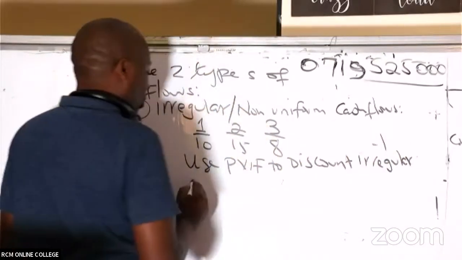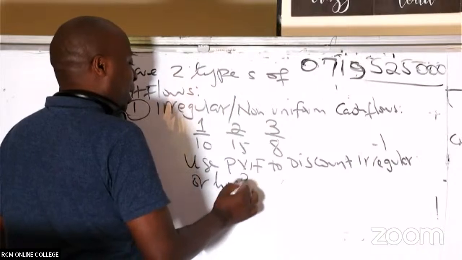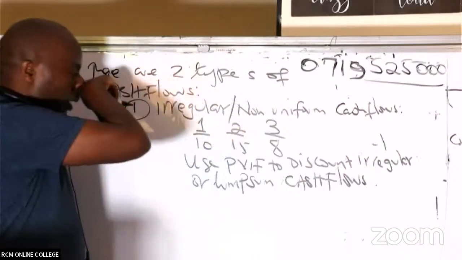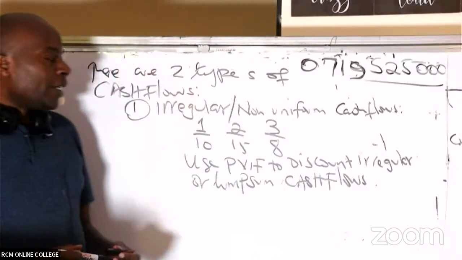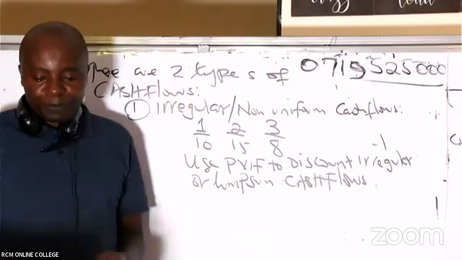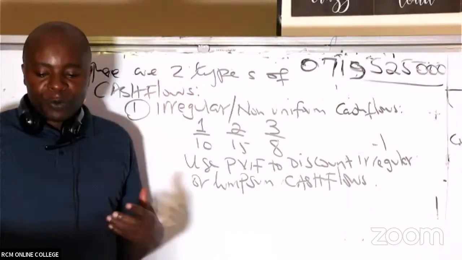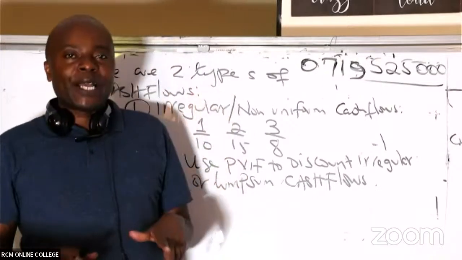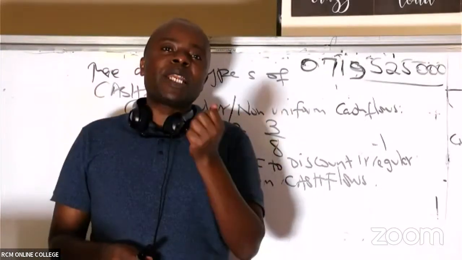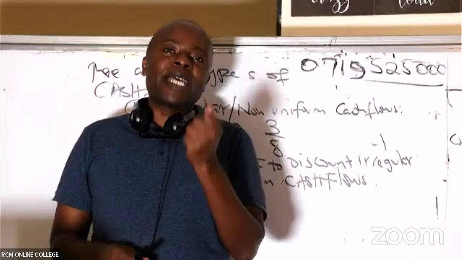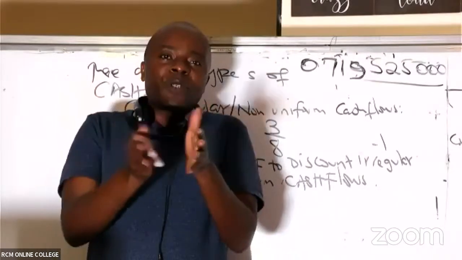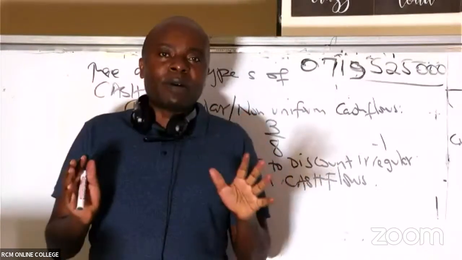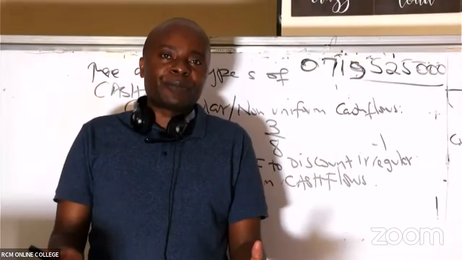Always, for irregular or lump sum cash flows, we use PVIF to discount. What do you mean by lump sum? A one-off amount. Assuming, for example, today I buy a very good asset, and this asset will give me, say, 10 million, but after 5 years. In between I'm getting 0. But in the 5th year, whatever amount, all of it is released to me at once.